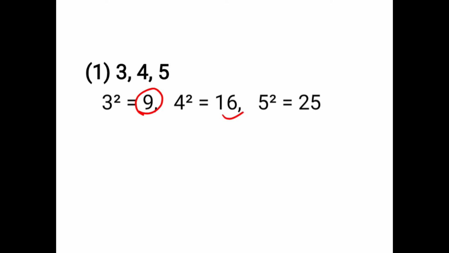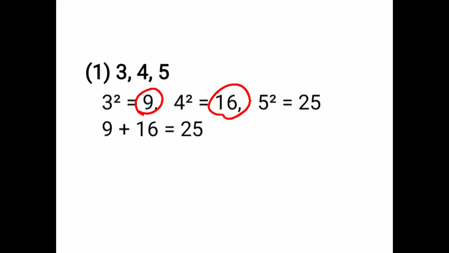Now 9 and 16, you have to add these two smaller numbers. After writing the square of the numbers, you have to add 9 plus 16. The sum of the squares of the two smaller numbers should be equal to the square of the bigger number. Then it is a Pythagorean triplet. Now you have to add this. 9 plus 16 is coming 25. Okay, 16 plus 9, if you add, 25 is coming.